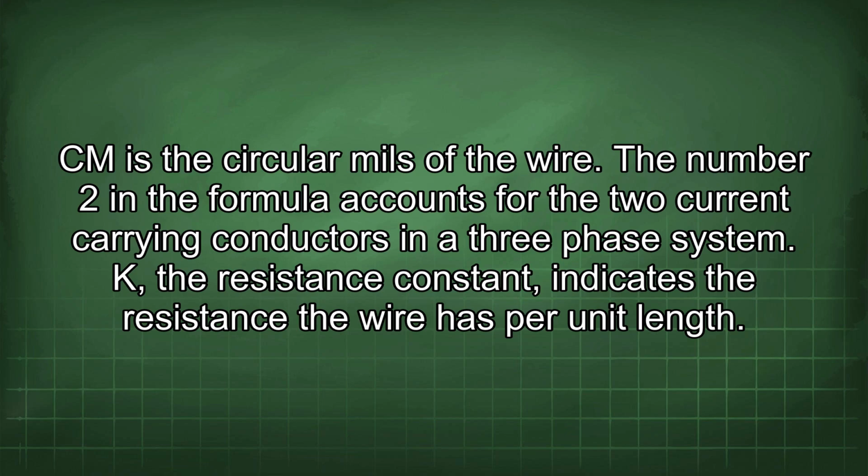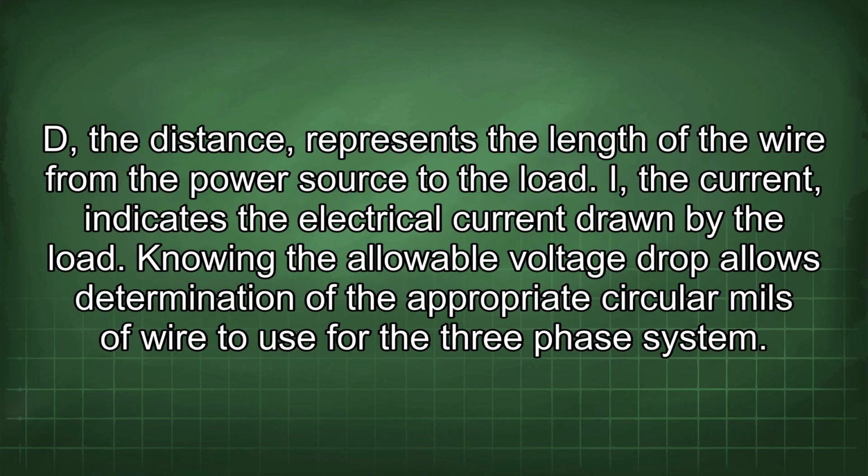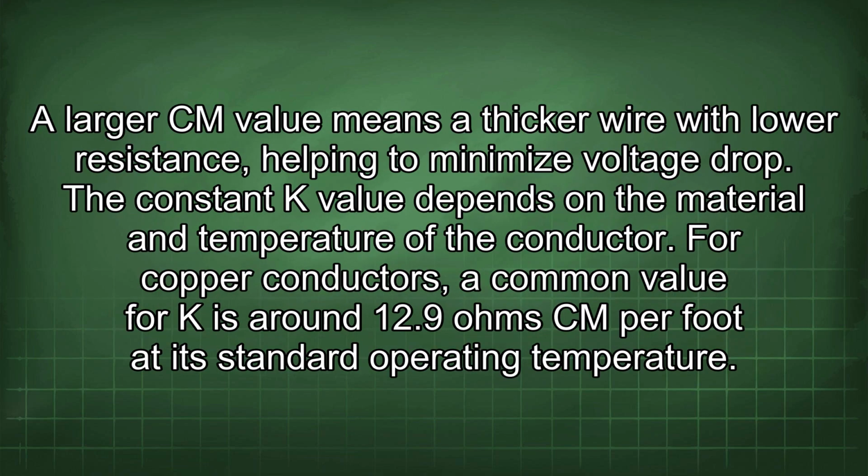K, the resistance constant, indicates the resistance the wire has per unit length. D, the distance, represents the length of the wire from the power source to the load. I, the current, indicates the electrical current drawn by the load. Knowing the allowable voltage drop allows determination of the appropriate circular mils of wire to use for the three-phase system. A larger Cm value means a thicker wire with lower resistance, helping to minimize voltage drop.